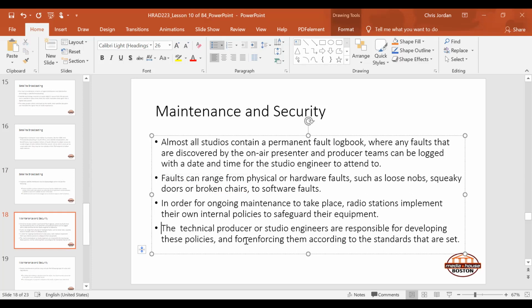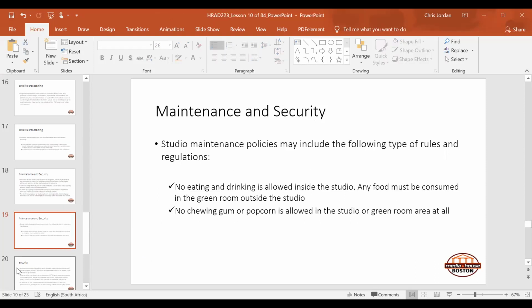The technical producer or studio engineers are responsible for developing these policies that the station has to adhere to. When I say the station, we're talking about the people that operate within the studios and all of the other equipment that you'll find across the station as well. Enforcing standards that you can be held accountable for, right? So that's why we have no eating, no drinking allowed in any studio, please.